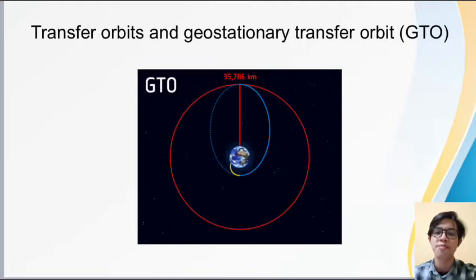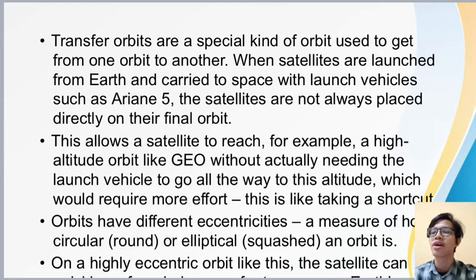Next, transfer orbit and geostationary transfer orbit, GTO. Transfer orbits are a special kind of orbit used to get from one orbit to another. When satellites are launched from Earth and carried to space with launch vehicles such as Ariane 5, the satellites are not always placed directly on their final orbit. This allows a satellite to reach, for example, a high altitude orbit like GEO without the launch vehicle needing to go all the way to that altitude, which would require more effort. It is like taking a shortcut.